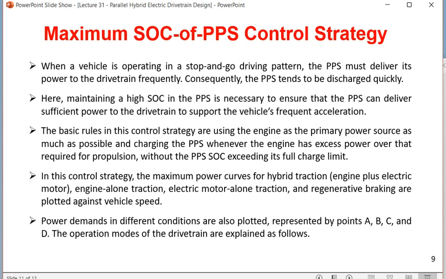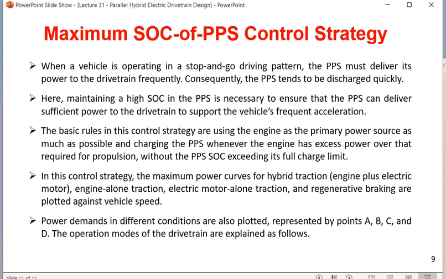So whenever the vehicle is running through the city, it is getting discharged very fast. But if we next try to climb some hill, or go through a very flat road but accelerate very high, every time we need a bumper energy source, and that bumper energy source is nothing but the PPS or battery. Hence, whenever the vehicle is going in stop and go driving pattern, we also have to keep our eye on the PPS. That PPS should be as much charged as possible. If possible, PPS should be 100%.